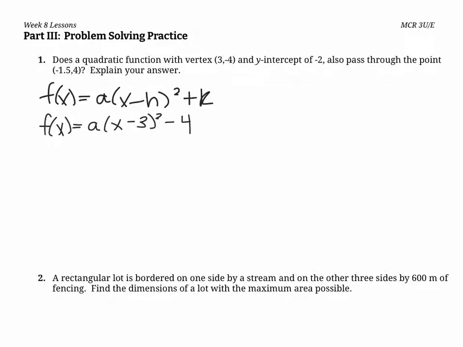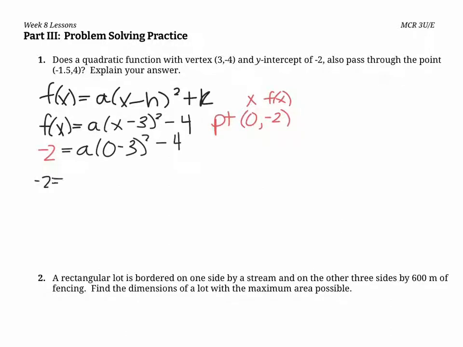So we almost have an equation. We need to find the value of a in order to have a completed equation. So we have to use our other piece of information, which is our y-intercept. We know that the point (0, -2) is on this parabola. So instead of f(x), or y, I'm going to plug in -2, and instead of x, we are going to plug in 0. And let's simplify this and come up with our a value.